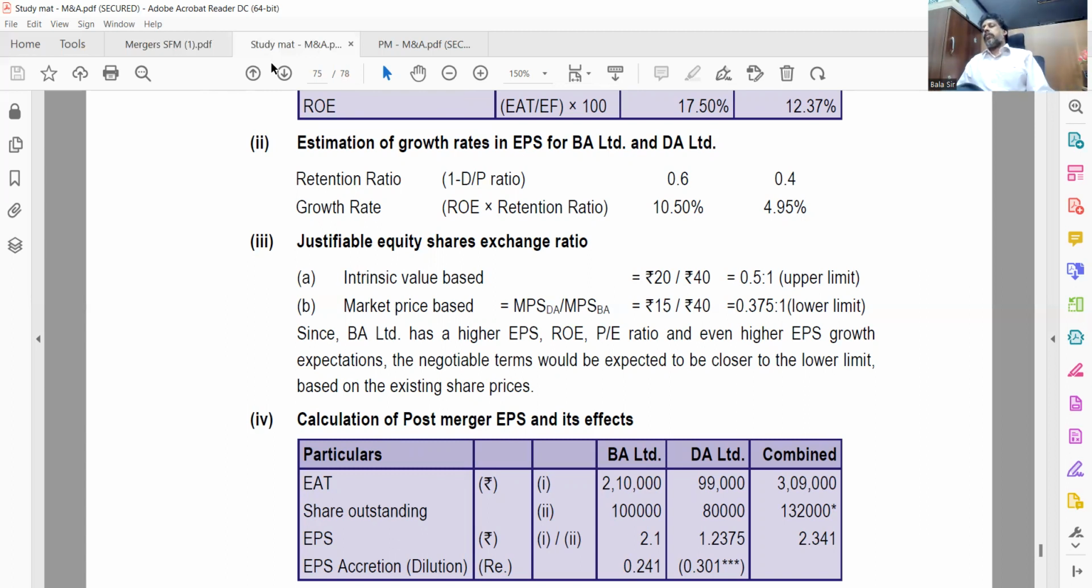Now read answer to subdivision 3. Yes, sir. Intrinsic value based is rupees 20 by 40, which is 0.5:1 upper limit. Then market price based, then it is 15 rupees by 40, so 0.375:1 lower limit. There is a range. Lower limit 0.375:1, upper limit 0.5:1. Now, since BA Limited has a higher EPS, ROE, P/E ratio, and even higher EPS growth expectations, the negotiable terms would be expected to be closer to the lower limit based on the existing share price. I may not offer more than 0.375 or maybe 0.4 max. Okay, it will be closer to the lower limit and not upper limit.